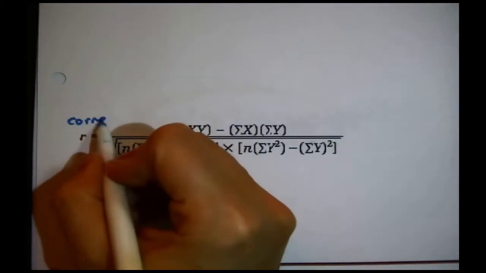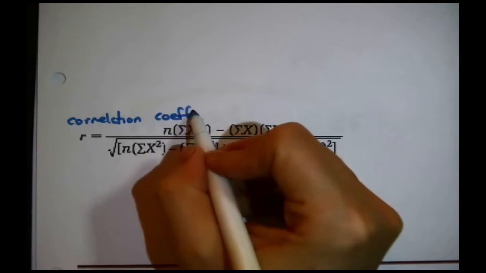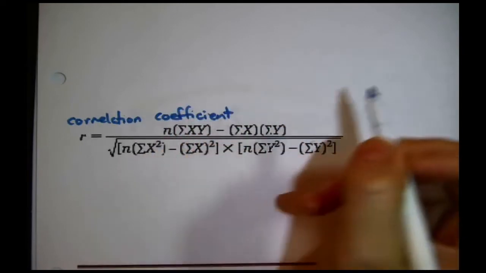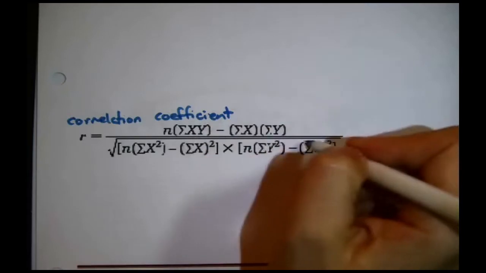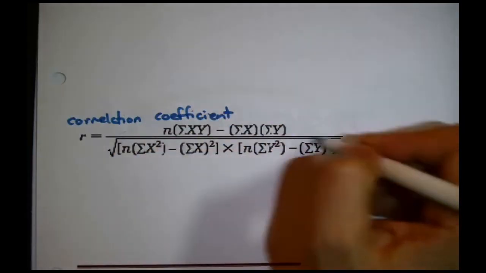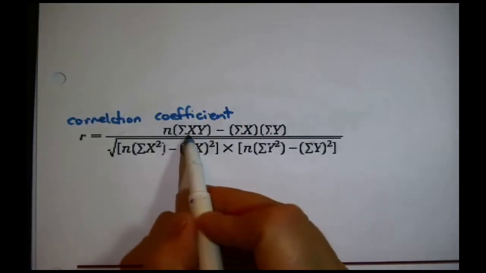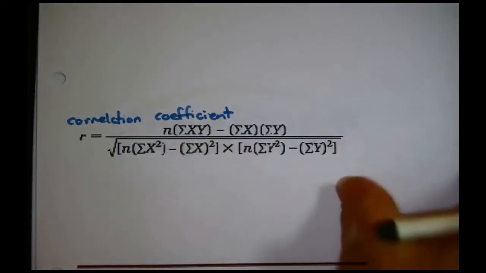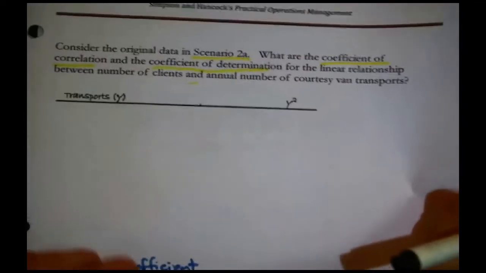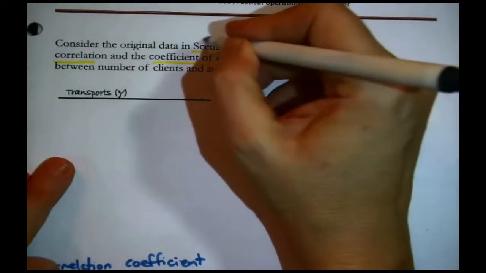Okay, big formulas are all about just staying organized. This is the correlation coefficient. Remember, coefficient is just another word for number, and when we are done filling out this formula, that's what we will have. We'll have a single number. What we need to do is find all of these pieces. And actually, we have most all of these pieces from scenario 2A.